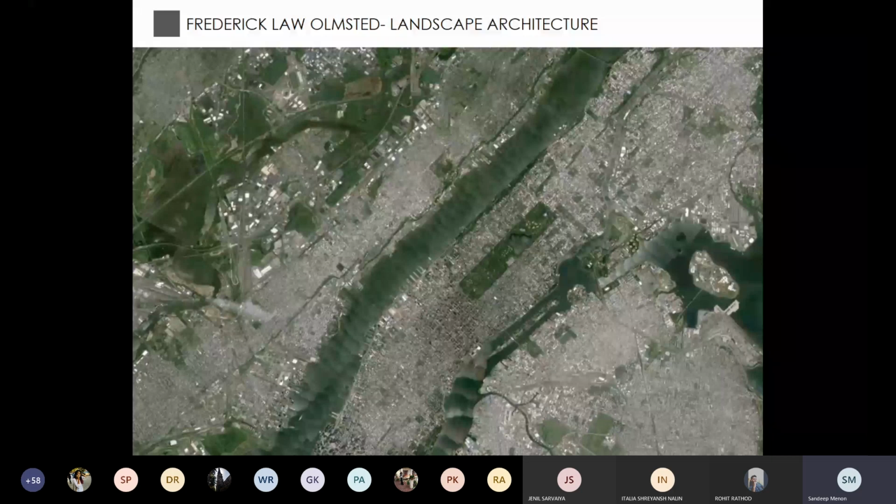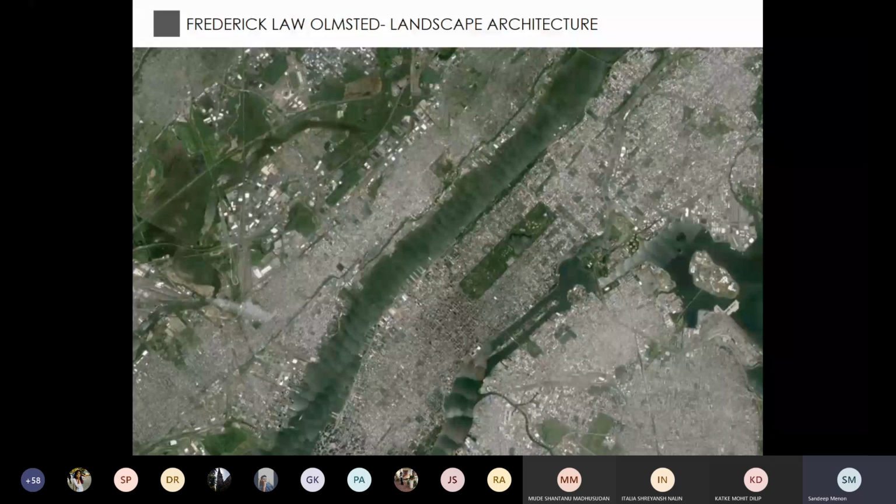And so this is... can anyone tell me which city this is? Guys, you'll have to unmute and then speak. I'm not looking at your names right now. New York. New York. Absolutely. Yeah, that's Central Park in the center. It's the Manhattan Island of New York.